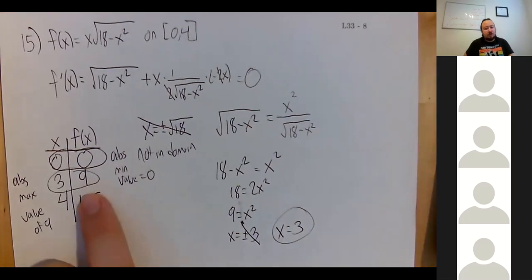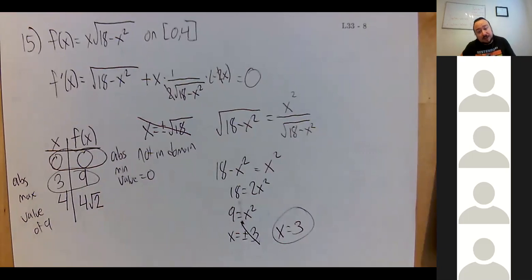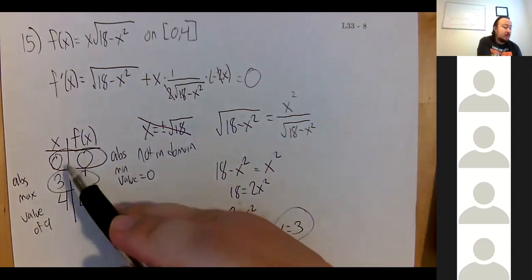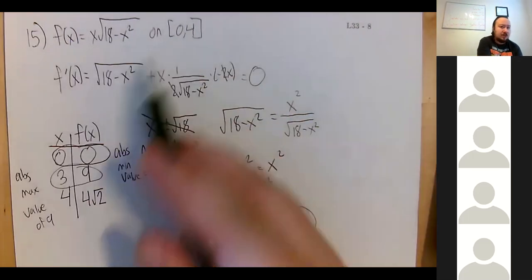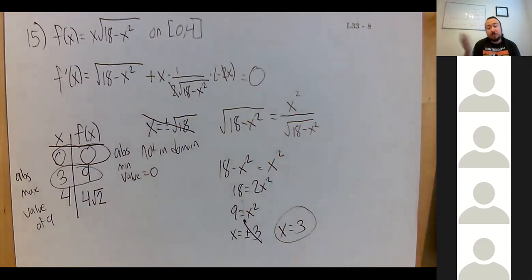And unfortunately, 4 root 2 is in between these, so it's not an absolute max. 4 gets left out of this one. All right, so that's how we do an absolute max or min problem. We find the critical points, plug the critical and end points that are eligible into here, and see which ones are biggest and smallest. All right, so I think that was number 15.